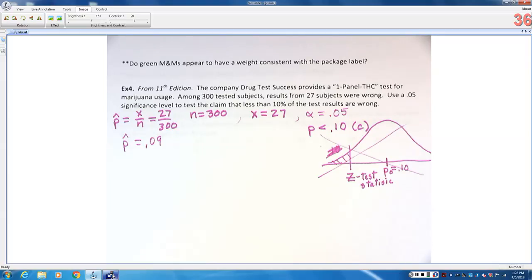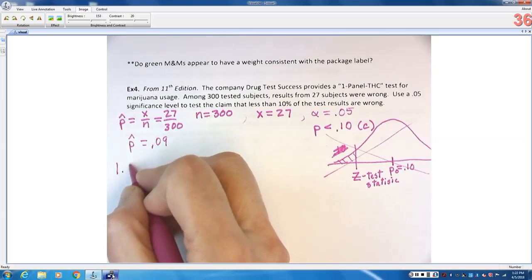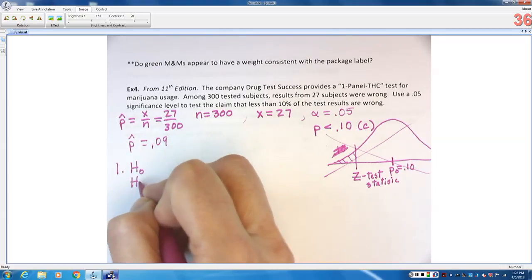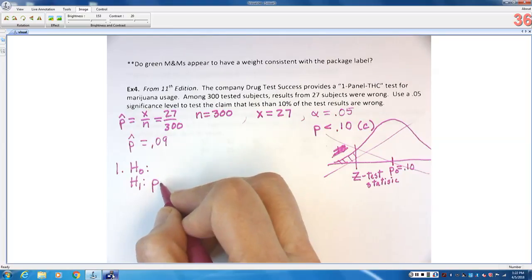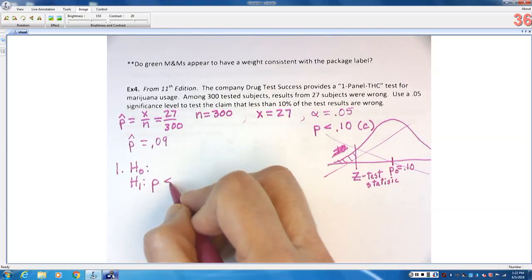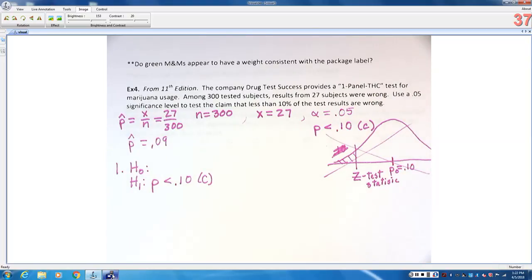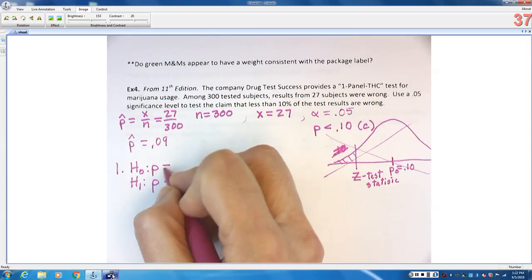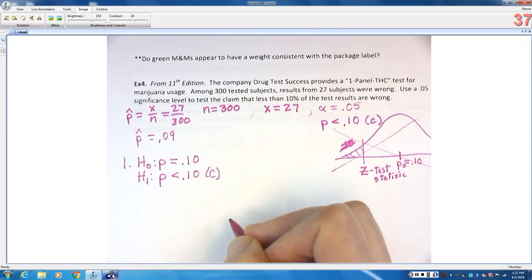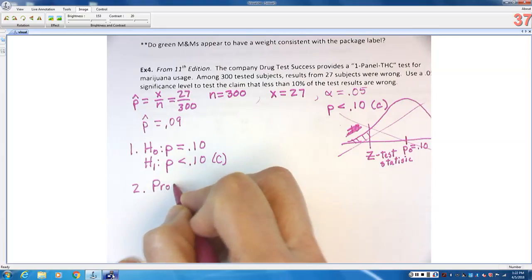So let's write our hypotheses. H0 and H1. H0 is p equals 0.10. H1 is p less than 0.10, and that's the claim. And it is more common for the claim to be H1, and p equals 0.10 is H0. There's our hypotheses.